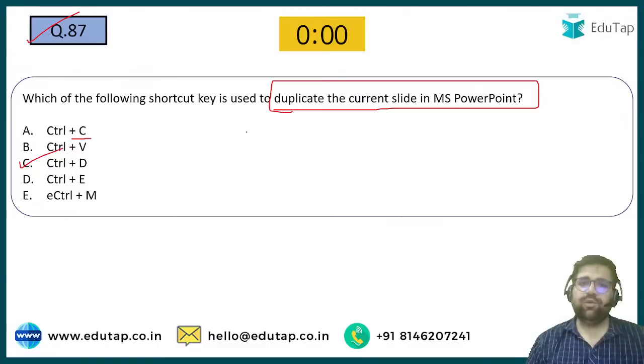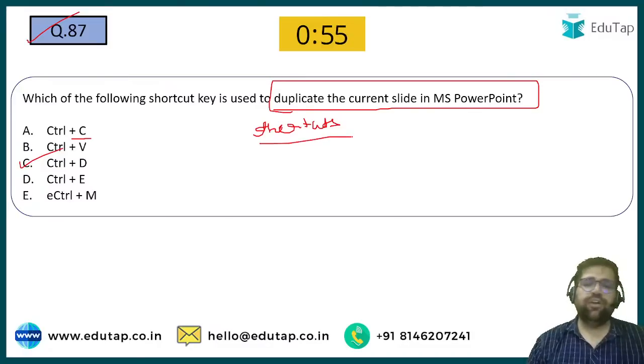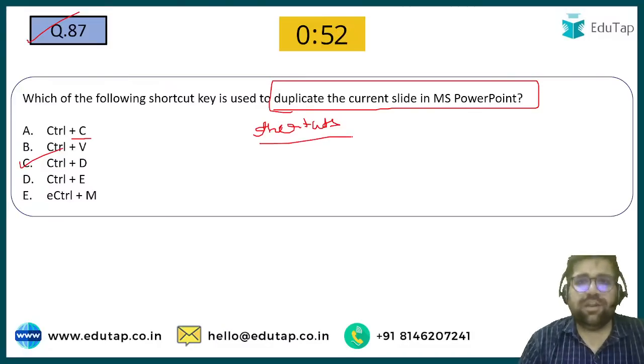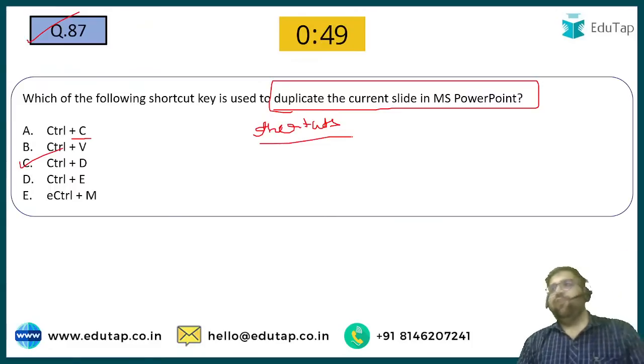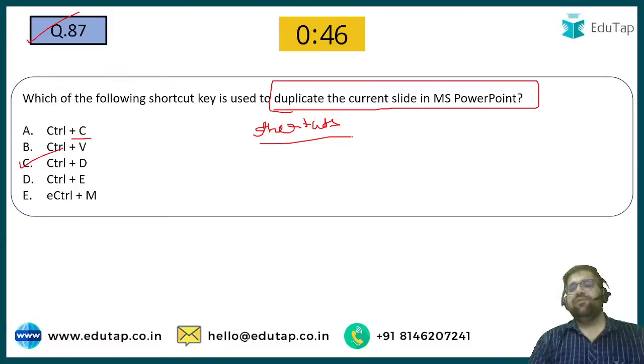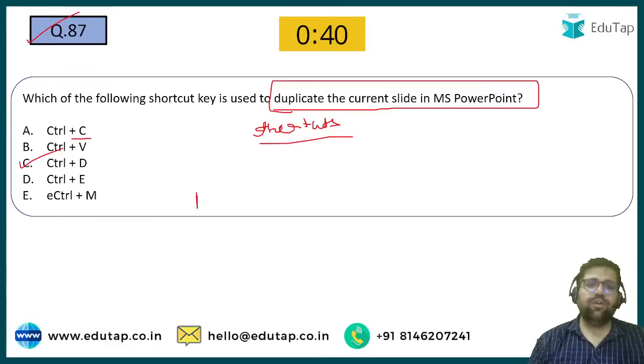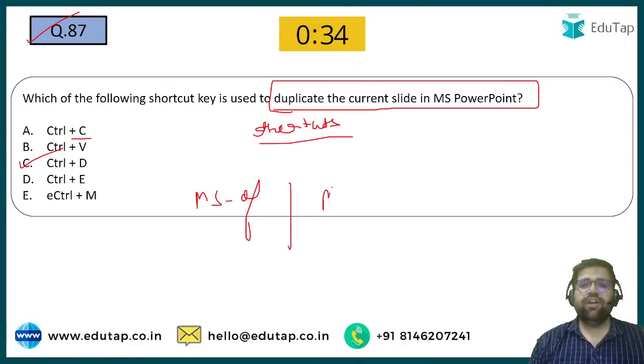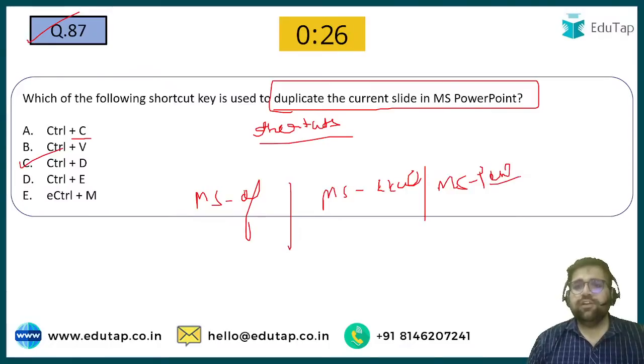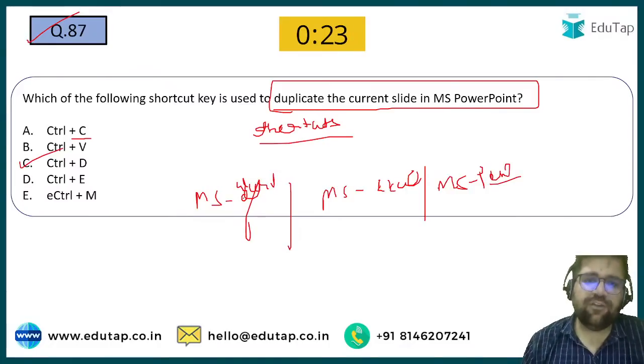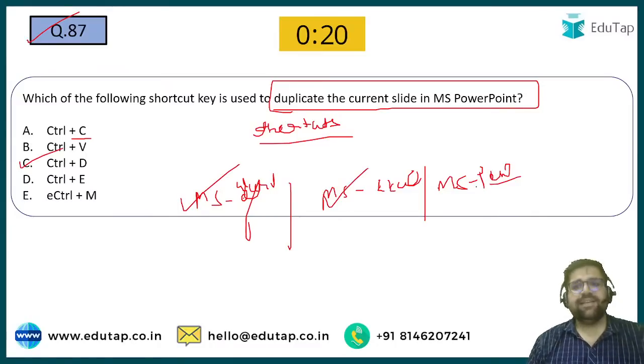Now listen to this very carefully. Shortcuts and short forms are very, very important to do. But whatever you do, it is very less, because there is no end to it. For example, in current affairs, there is no end. In the same way, there is no end to shortcuts and short forms. Now, what is the priority which you have to give? First, give priority to MS Office, then MS Excel, and then MS PowerPoint. So first MS Word, then MS Excel, then MS PowerPoint.